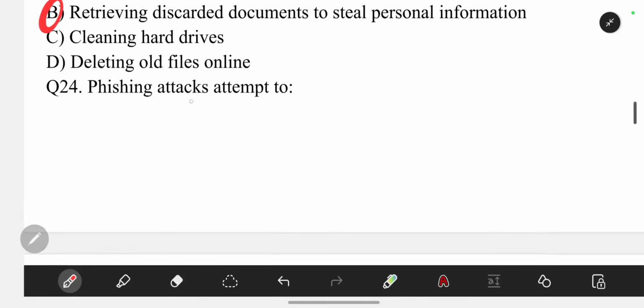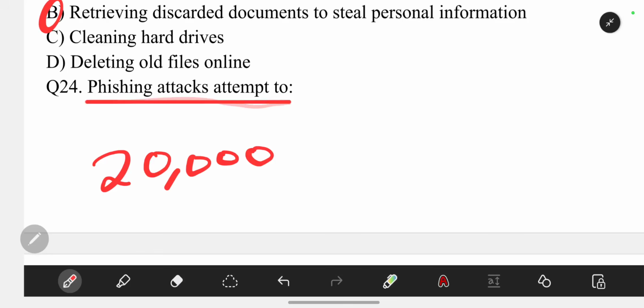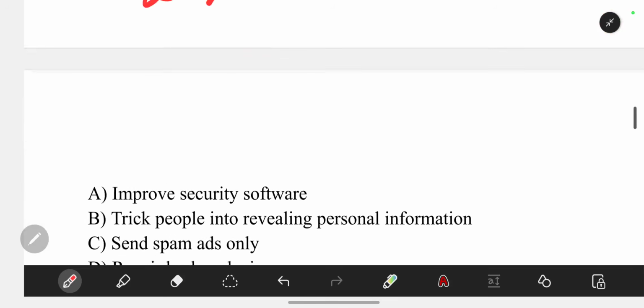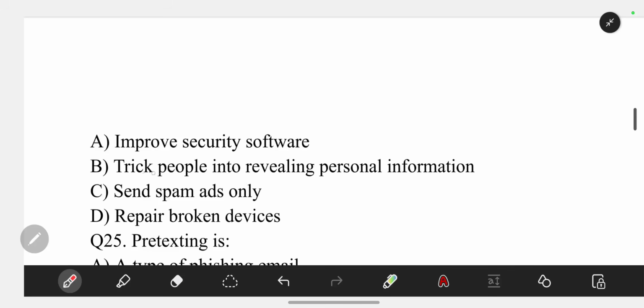Then our 24, phishing attacks attempt to. Phishing has to do with sending false or fake information in order to deceive someone into giving you their information, like an email to say you have won 20,000. Enter your email and bank account is an example of a phishing attempt. They can even use reputable shops such as ShopRite, in order for them to get your information. So phishing has to do with tricking someone into revealing their personal information.